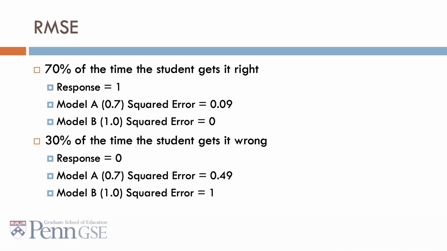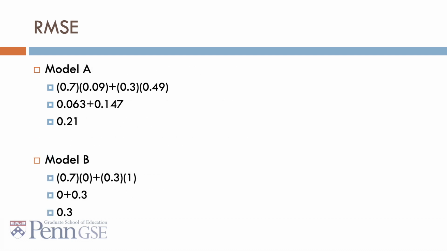Now let's look at the RMSE. 70% of the time the student gets it right. Response is 1. In these cases, Model A's squared error is 0.09, and Model B's squared error is 0. 30% of the time the student gets it wrong. In this case, the response is 0. Model A squared error is 0.49, and Model B squared error is 1. When we add it all together, we find that Model A has an RMSE of 0.21, and Model B has an RMSE of 0.3. So Model A is better according to RMSE.